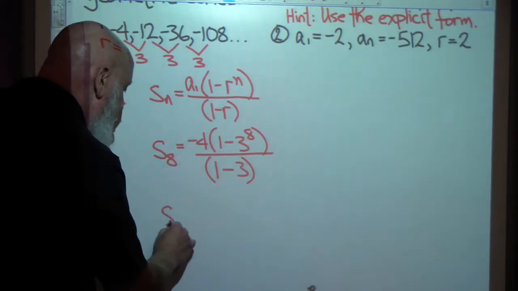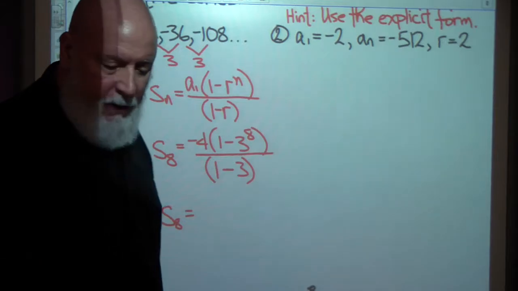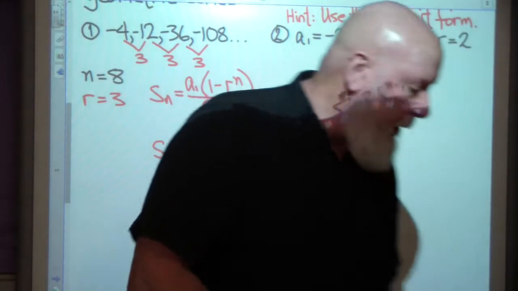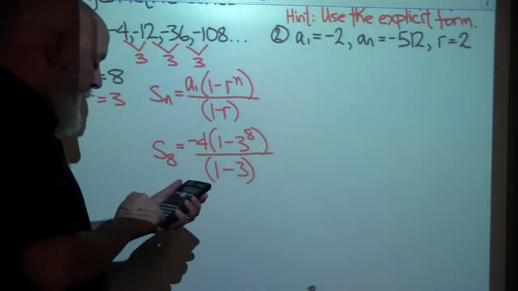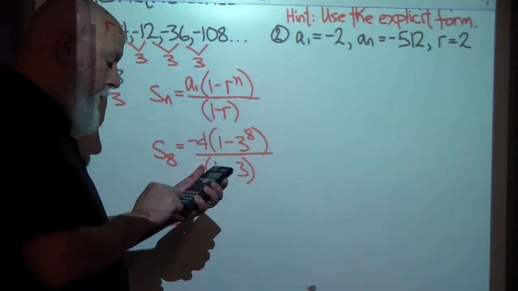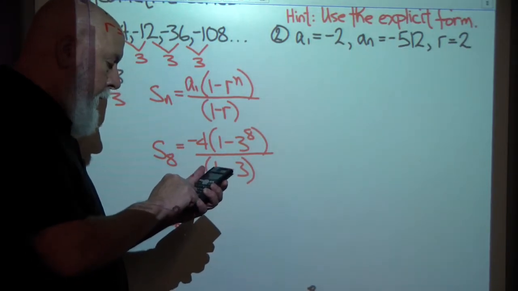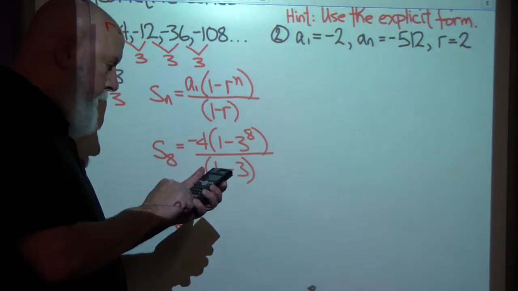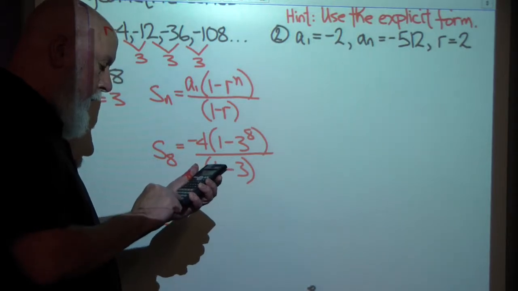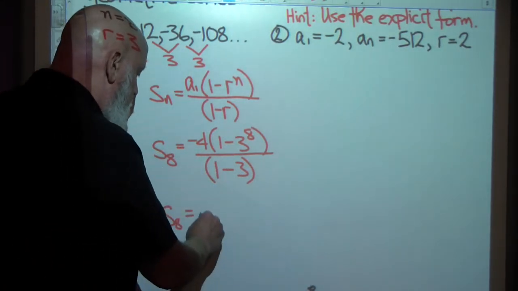So let's see what we get. The 8th term is, and hopefully we haven't made a mistake. Let's see if I can find my calculator. Negative 4 times the quantity 1 minus 3 raised to the 8th power divided by... equals, I get negative 13,120.